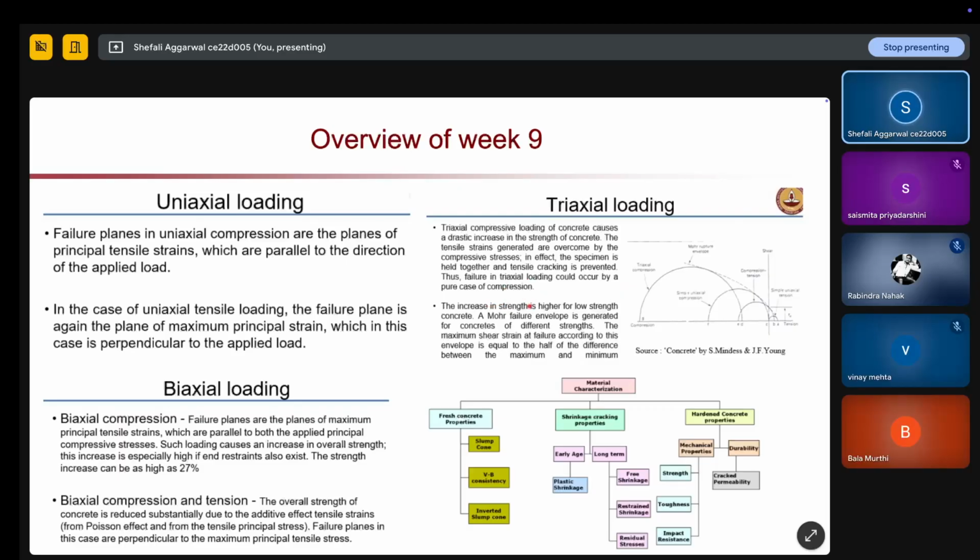The increase in strength is higher for low strength concrete. A failure envelope is generated for concretes of different strength. The maximum shear strain at failure according to this envelope is equal to half the difference between maximum and minimum. So what it is trying to say is, let's see.